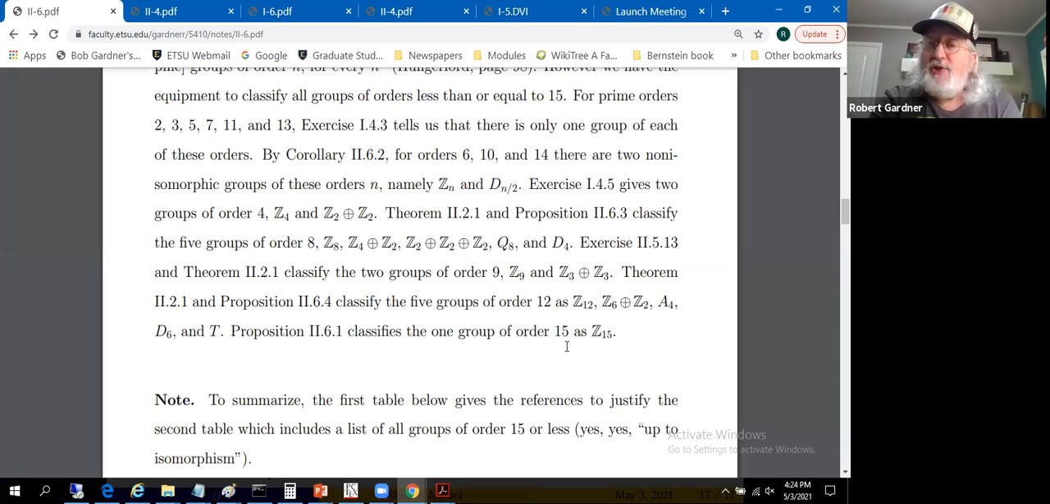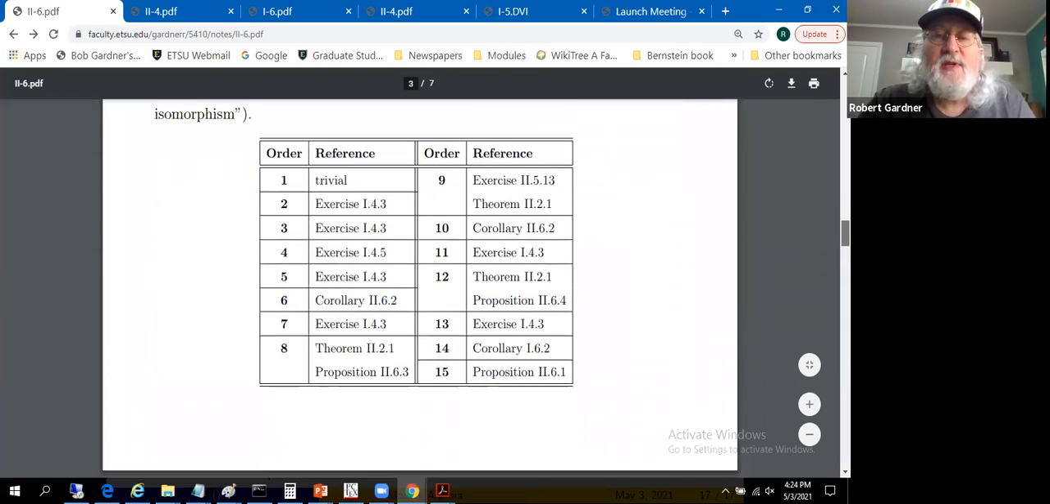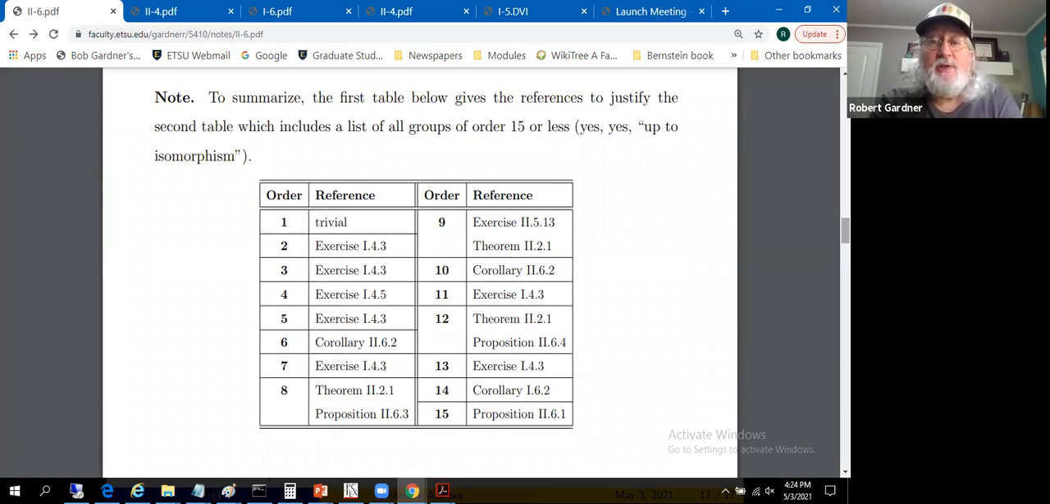Hey, 15 is a product of 2 primes. The very first proposition we did in this section said, suppose we have a group of order pq, where p is greater than q. It was something about whether q divides p minus 1 or not. So there were a couple of different cases there. Proposition 2.6.1 classifies the groups of order 3 times 5 simply as the group Z sub 15. We got a product of 2 distinct primes, p and q, so we've got it covered by that proposition. So if we look at 1 through 15, here's the justifications in a little table.